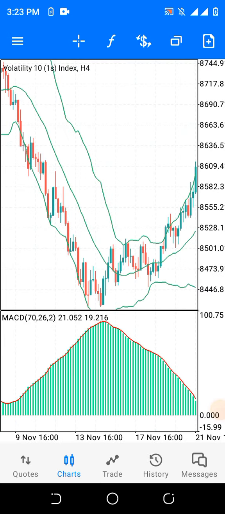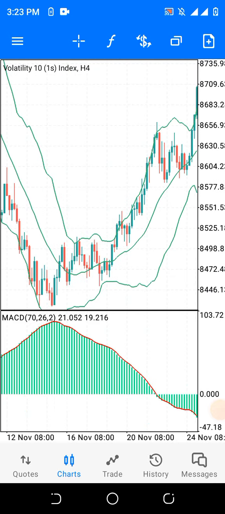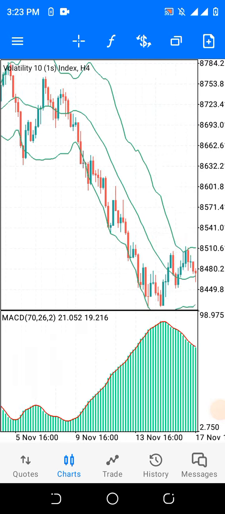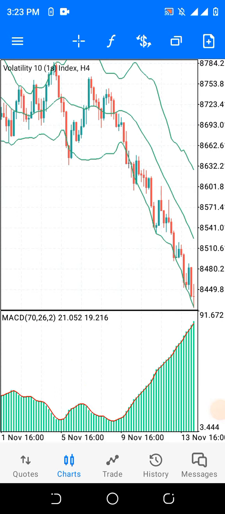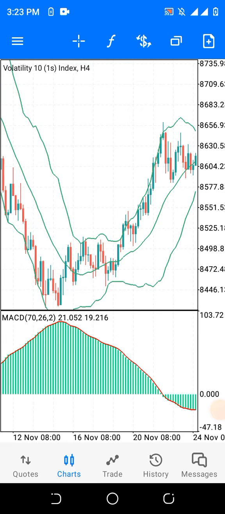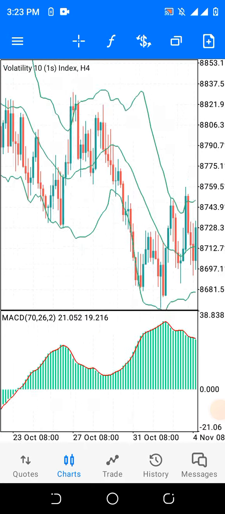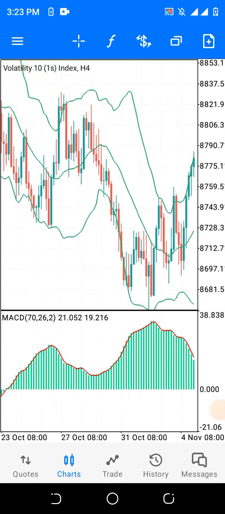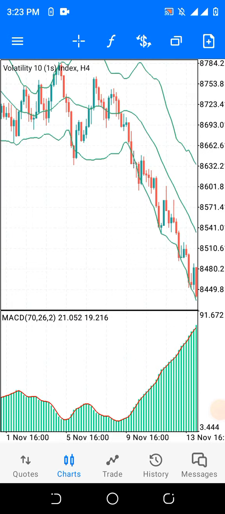Do you understand? You need only two indicators: the Bollinger Band indicator and the MACD indicator. These are the only two indicators you need to make consistent profit. One good thing about this strategy is that it will show you a perfect entry, where you can make your entry without fear of hitting your stop loss.